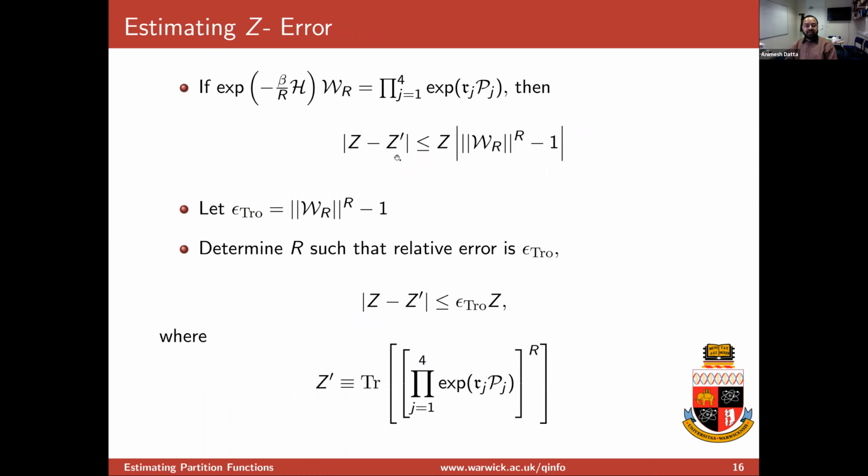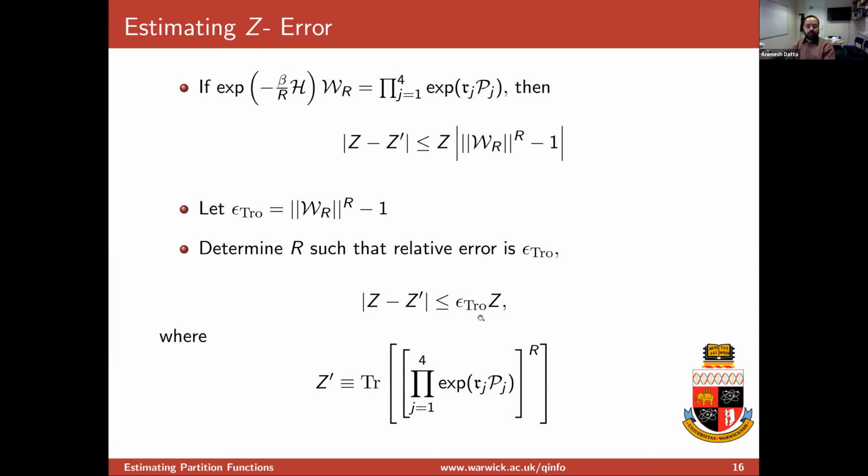Now, as I said, there will be some error, and the error is given by the operator error. If you want to look at each Trotter step, I won't go into the details of this, but it can be computed for any given Hamiltonian, and we just call it the Trotter error, epsilon Trotter, right? So that's one of the quantities that we have to keep track of in terms of the error. And then Z prime is the estimate that we have for Z, which is within this relative error.